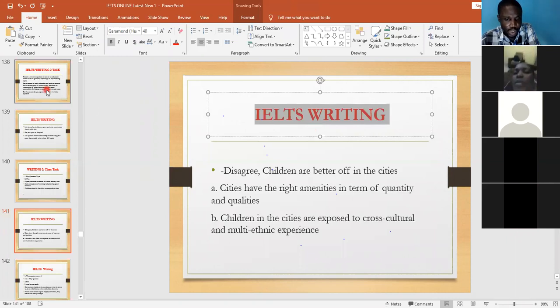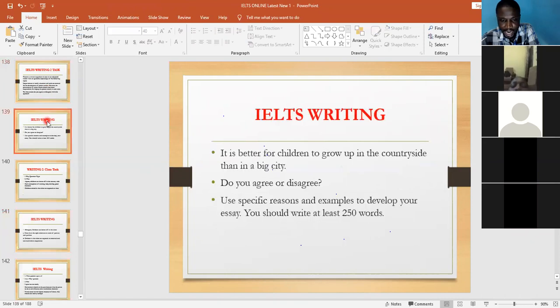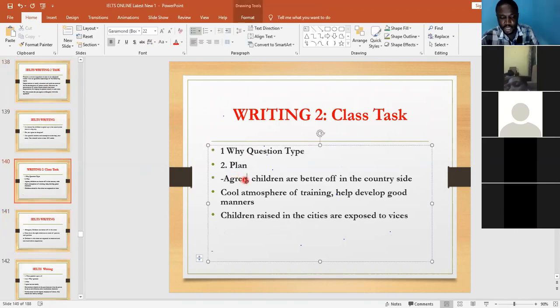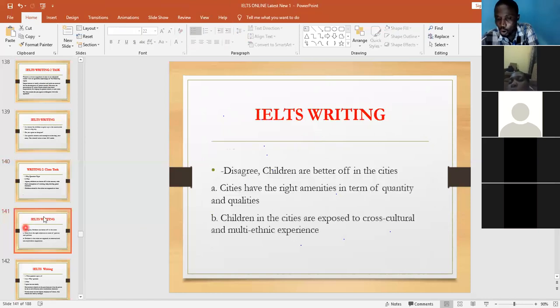So this is the question: it is better for children to grow up in the countryside than in a big city. Do you agree or disagree? Someone agreed, and the point is that children are better off in the countryside because of the cool atmosphere, which helps develop good manners in children. The person said, on the other hand, children raised in the cities are exposed to a lot of vices.